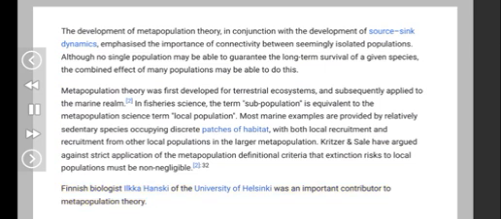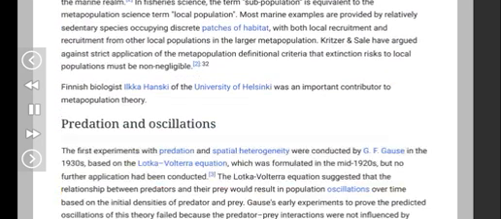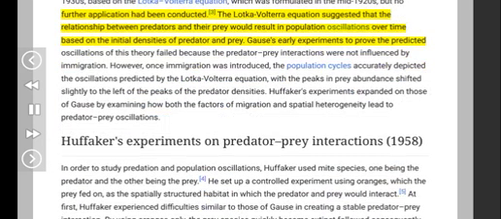Predation and oscillations. The first experiments with predation and spatial heterogeneity were conducted by G. F. Gause in the 1930s, based on the Lotka-Volterra equation, which was formulated in the mid-1920s, but no further application had been conducted. 3. The Lotka-Volterra equation suggested that the relationship between predators and their prey would result in population oscillations over time based on the initial densities of predator and prey.